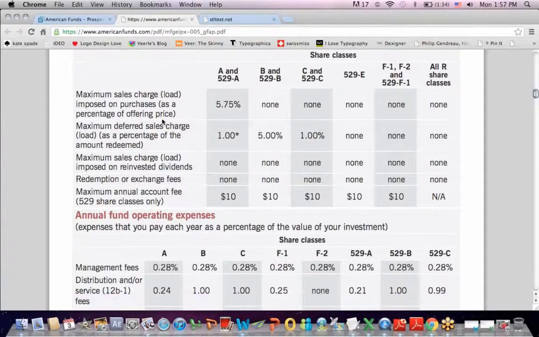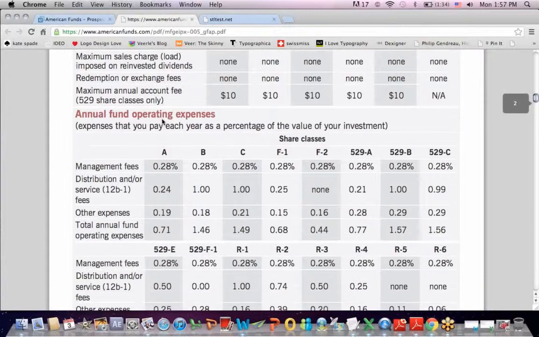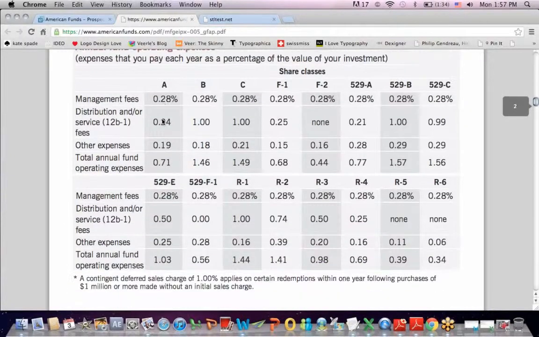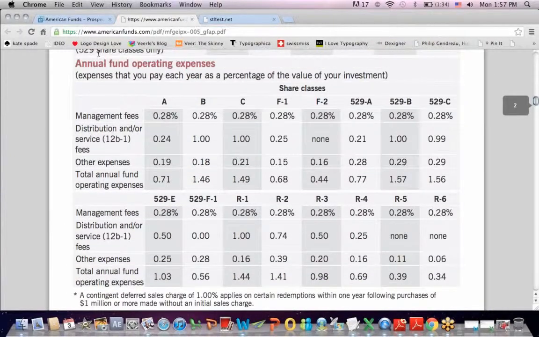And it goes on, and I won't go into all of that because it gets into more minutia than I'm interested in here. Operating expenses, a management fee to pay the managers for managing the money, 0.28% on all the classes. Other expenses here, and they talk about annual operating expenses for the whole fund down here. And you can see up across the top here, there's a variety of management fee structures.